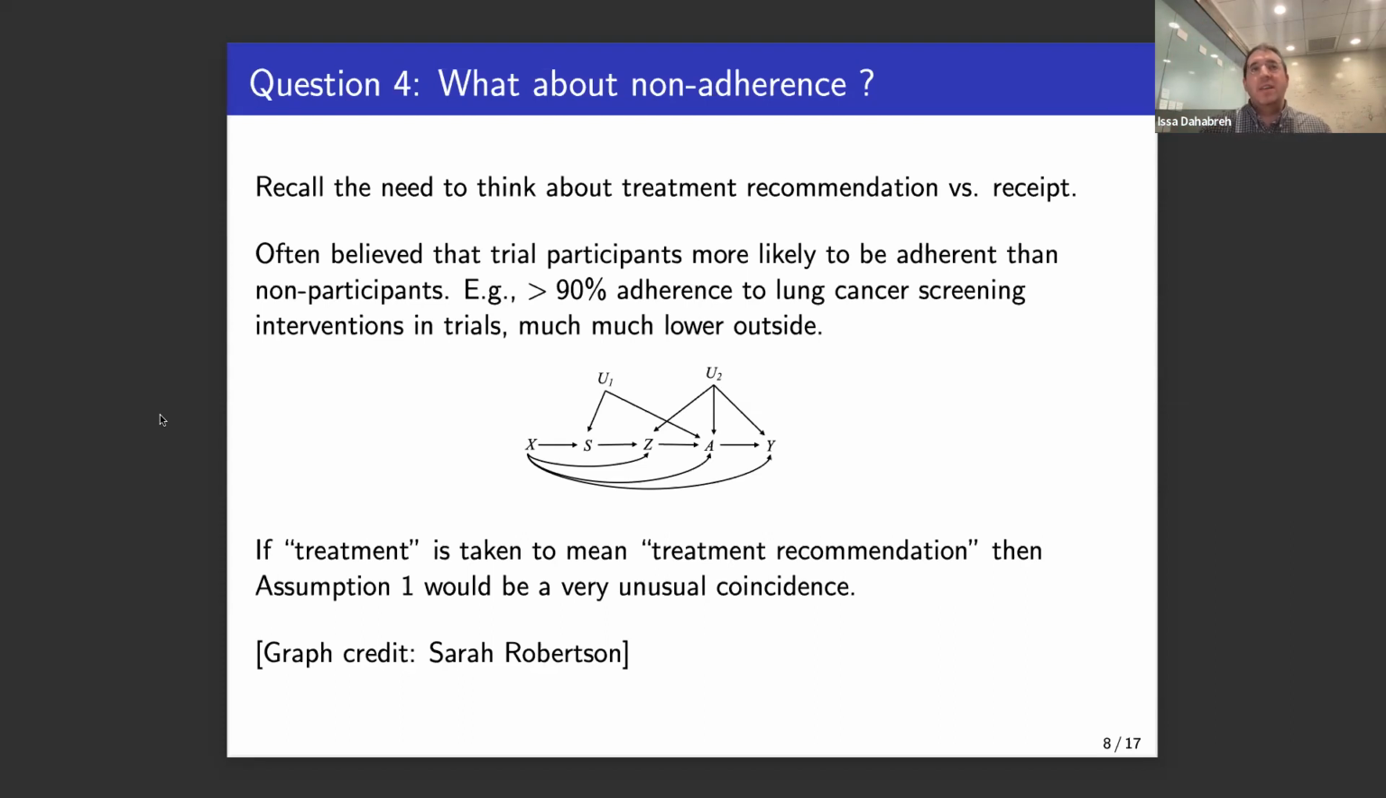So massive differences. And so this is just to say that when that happens, there is the possibility of common causes of participation and adherence. And when you get those common causes, I feel like assumption 1 becomes a very unusual coincidence. In particular, in this graph, the distributional version of assumption 1 doesn't hold, and the mean difference version, which Shu uses, seems to be kind of an unusual coincidence.